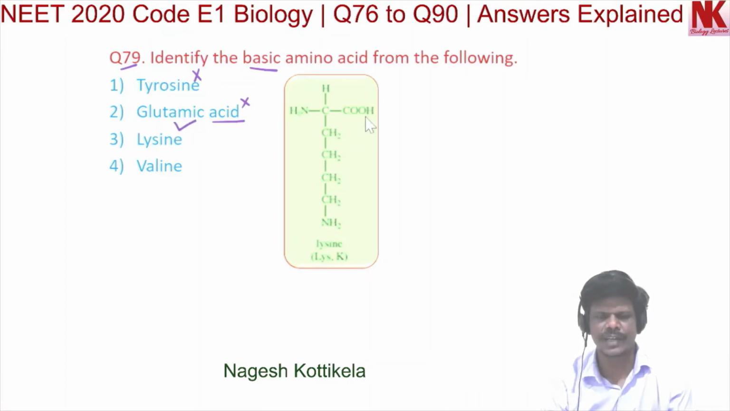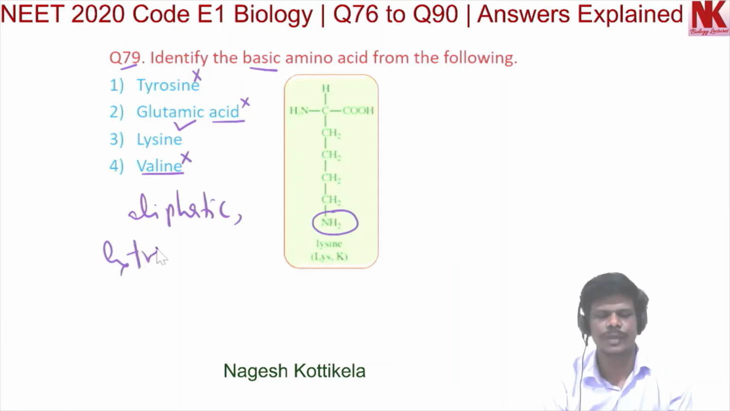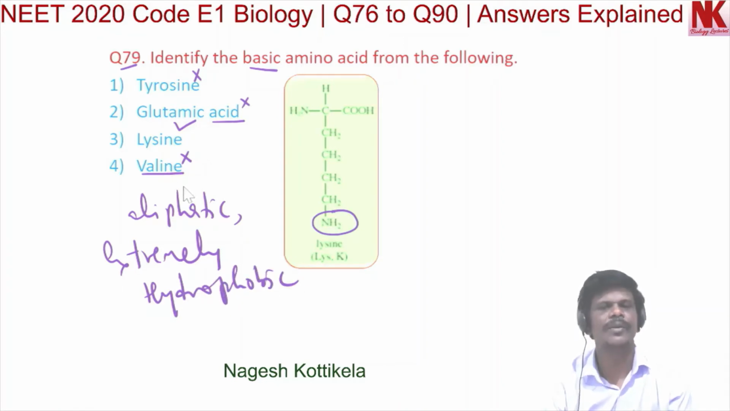It is correct. And here you can see the structure of lysine. It has one extra amino group, and if an amino acid contains one extra amino group, then it is a basic amino acid. Valine is not a basic amino acid. It is aliphatic and extremely hydrophobic. It is not a basic amino acid. So among the given options, option 3 is the most appropriate option.